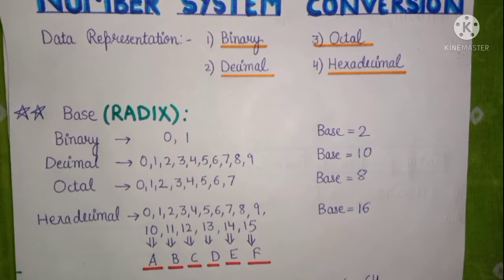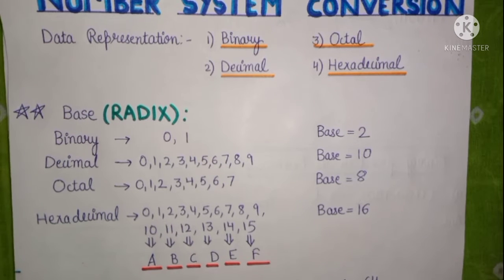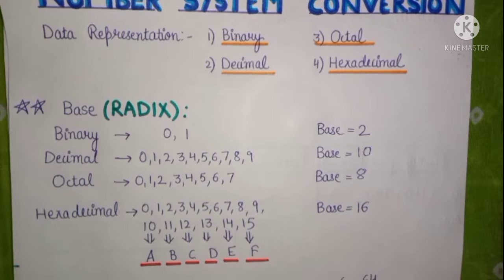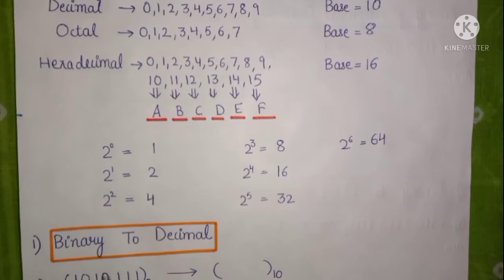Okay, so the next one: to study more about conversion, we have to know that 2 raised to the power 0 is equal to 1, 2 raised to the power 1 equals 2, and 2 raised to the power 2 equals 4. Similarly, 2 raised to the power 3 equals 8, 2 raised to the power 4 equals 16, 2 raised to the power 5 equals 32, and 2 raised to the power 6 equals 64. So our first question is, we have to convert binary to decimal. So how will we convert that?